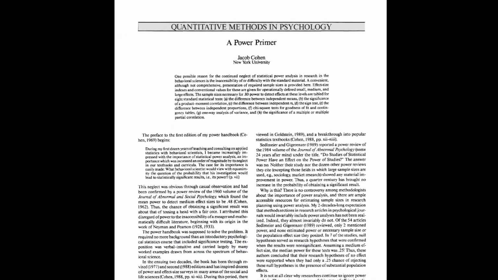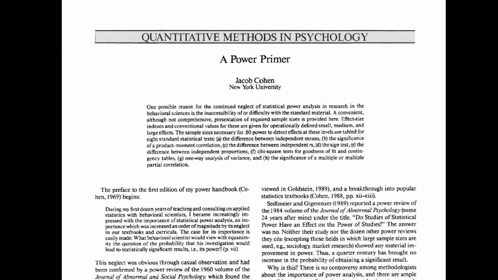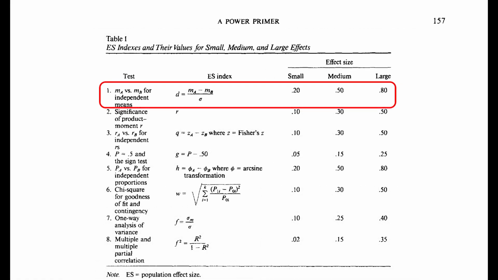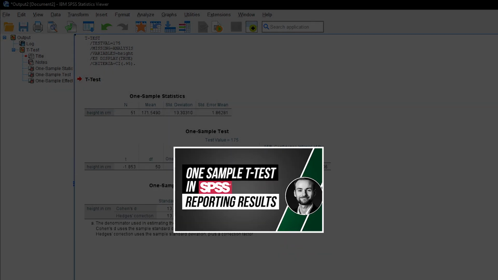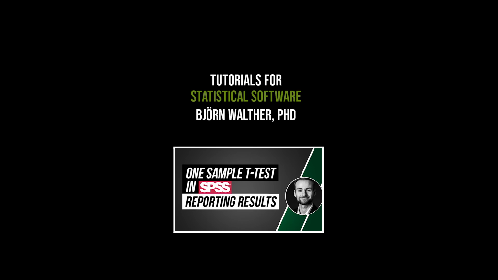If those are also non-existent, you can refer to Cohen 92, a power primer. Page 157 shows 3 thresholds for the one-sample t-test: 0.2, 0.5 and 0.8 for small, medium and large effect sizes. In my example, the Hedges correction of Cohen's d is 0.255 and could be classified as a small effect if it were significant. When you're done, you have to write up the results. The video that appears now will show you how.